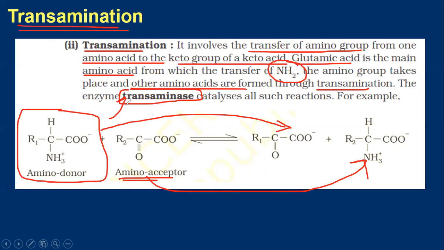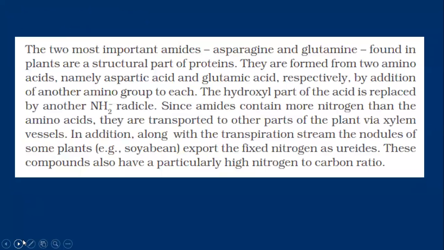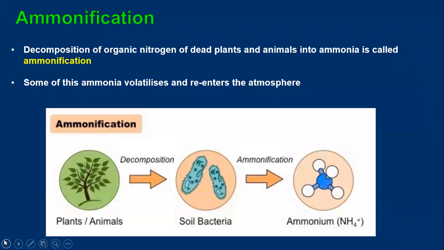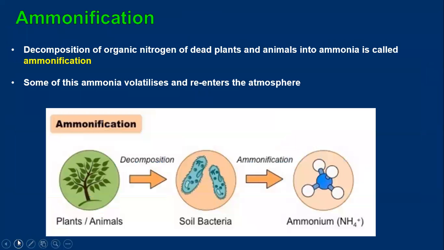And which is the enzyme that catalyzes the process? It is transaminase. Is this idea clear for everyone? One more time, let's quickly recap what we have learned in today's class. Firstly, we have discussed the ammonification process, that is how decomposition of the organic nitrogen of the dead plants and animals is converted into ammonia.